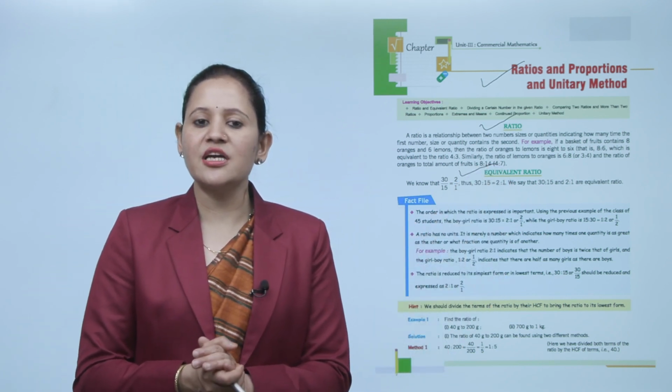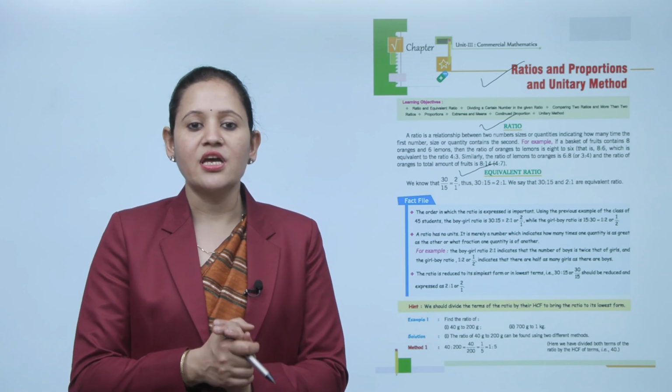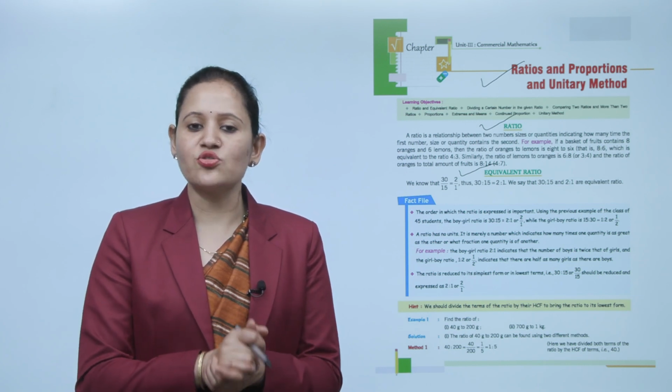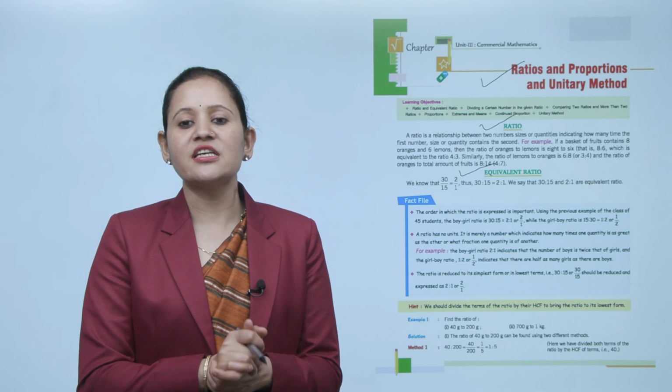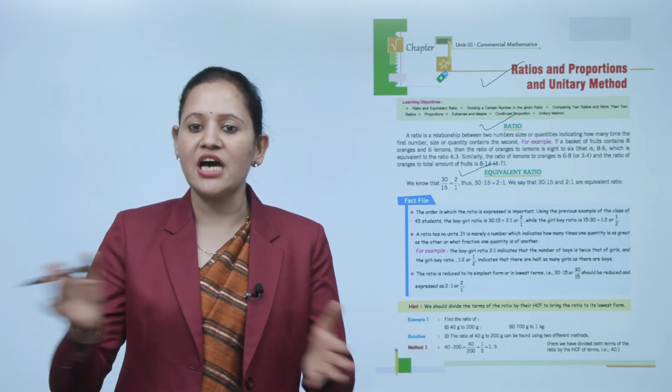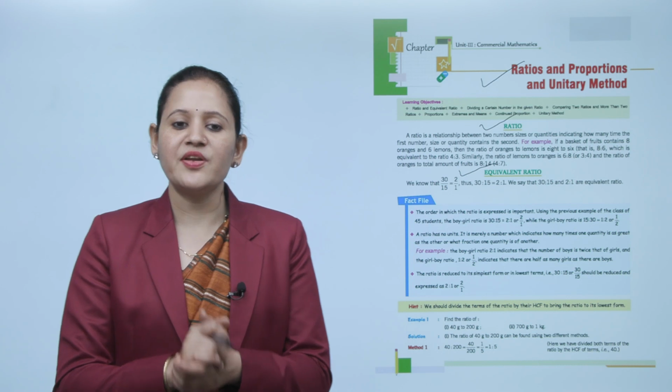We know that 30 upon 15 equals 2 upon 1. Thus, 30 ratio 15 is 2 ratio 1. We say that 30 ratio 15 and 2 ratio 1 are equivalent ratios. Clear? Next, fact file.